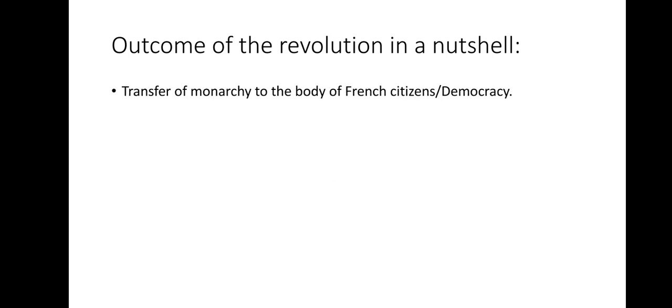Now, we are going to deal with the outcomes of the revolution in a nutshell. The first and foremost, the monarchical form of government changes into the body of French citizens, or we can say half democratical, not fully democratical. It should be defined as half democratical. Second, to emphasize unity and commonness among the people.